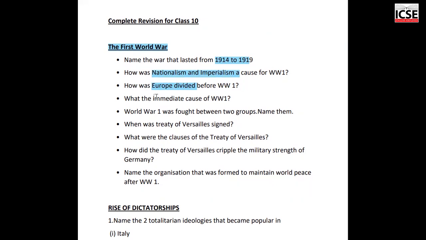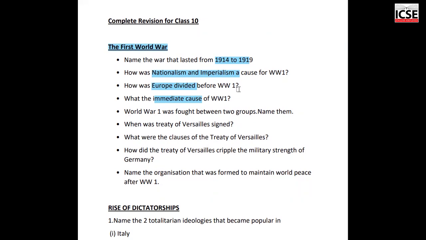What was the immediate cause of World War I? Yes, it is the Sarajevo crisis. You could be asked questions like, whose assassination led to the outbreak of World War I? Which country was blamed? That was Serbia. You could also get a question saying, what was the Sarajevo crisis? There's a picture pertaining to this topic. Have a good look at it. There could be questions based on it.